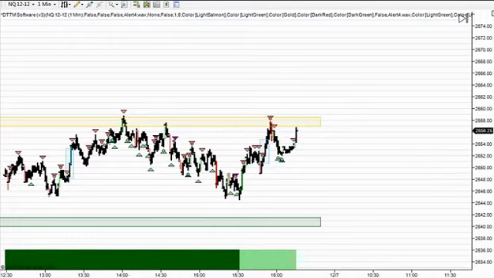I'm going to do a 1 minute chart, but this same logic and these trading and decision-making concepts would apply to any time frame. So with that said, let's get to it.